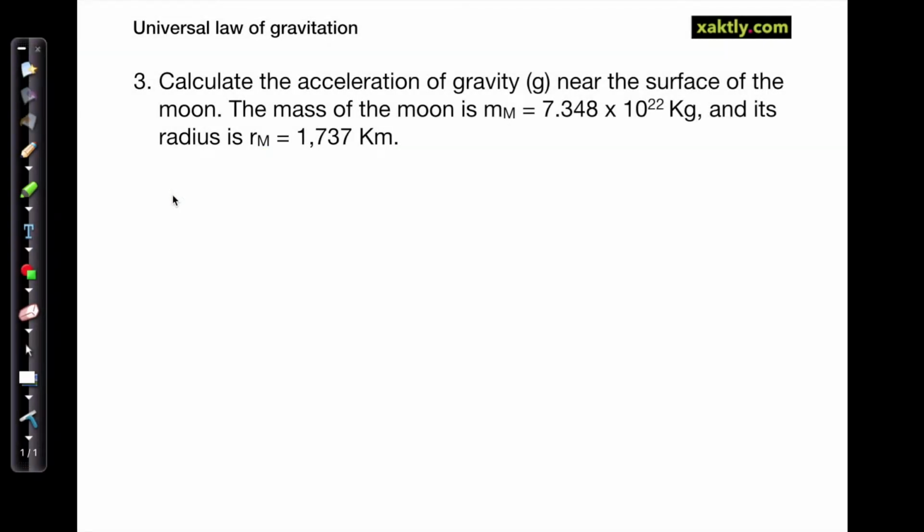Well, in this example, we're going to use the universal law of gravitation to calculate the acceleration of gravity on the moon. Here's how that works. First, we'll write down the universal law of gravitation. F is equal to G, the universal gravitational constant, times m1, times mp, that'll be the mass of the planet, over the radius of the planet squared. So we'll assume this is close to the surface of the planet.